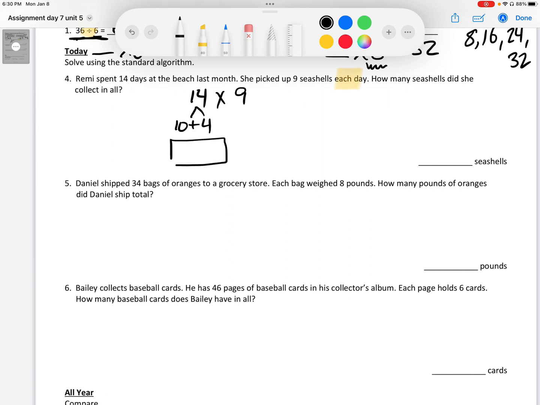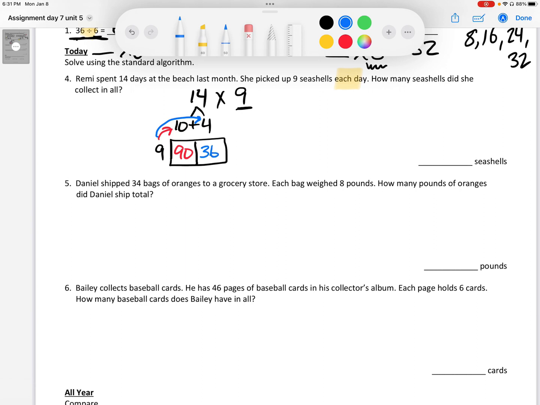We're going to add that to this happy little box. That's going to keep us organized. And this 9, the other factor, needs to come along this side. From there, we can multiply 9 times 10. That's the first thing we're going to do. 9 times 10, that's pretty simple, 90. And then we're going to multiply 9 times 4. And 9 times 4 is 36.